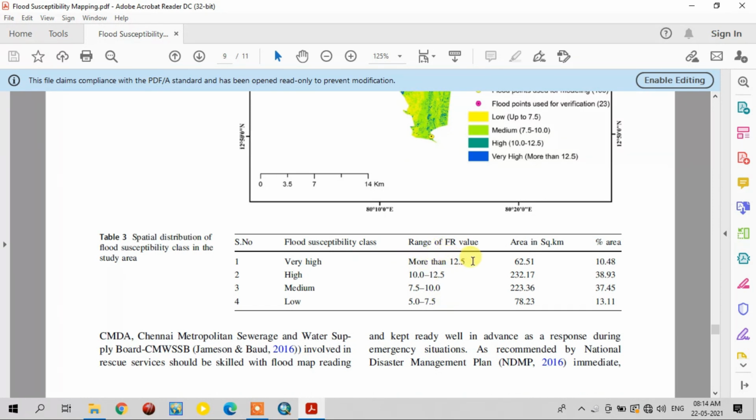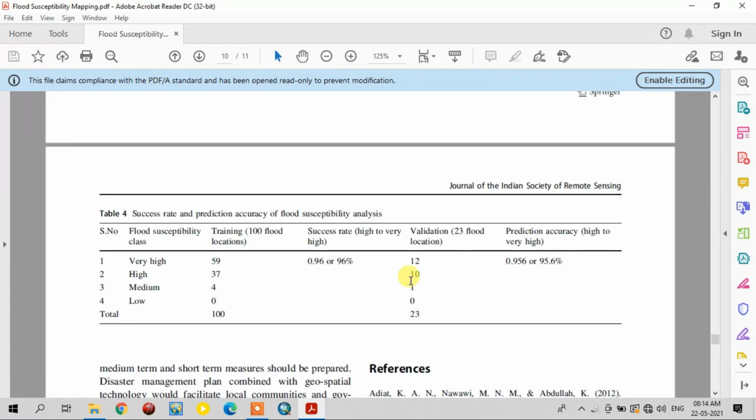See, the flood susceptibility classes were classified based on the range of frequency ratio value. See, these are all the ranges. Very high is more than 12.5 frequency ratio value. Like that, low is 5 to 7.5. This is the areal coverage of flood susceptibility classes, and this is the percentage.